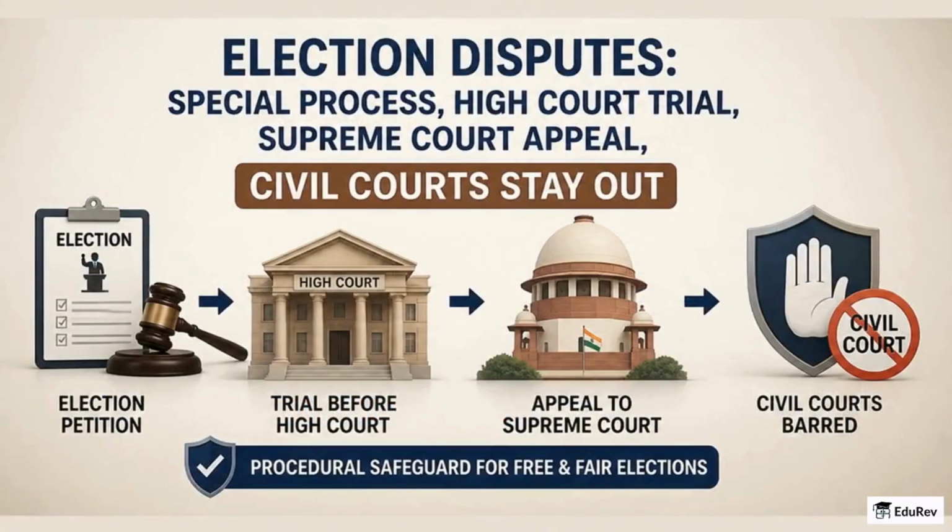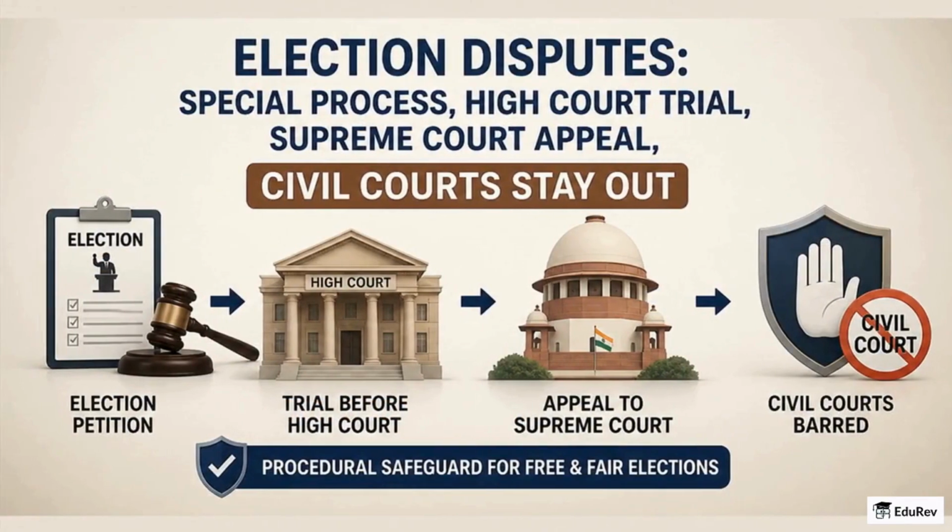For disputes, the Act provides election petition procedures, trials before high courts, appeals to the Supreme Court, and bars civil courts from intervening in election matters, a procedural safeguard often tested in mains.